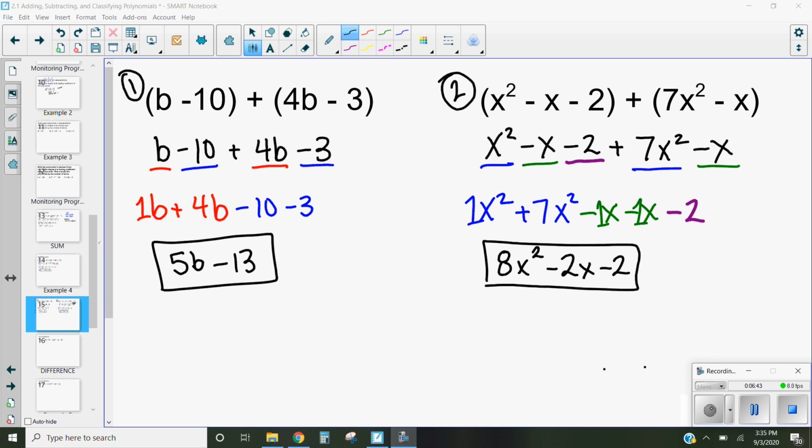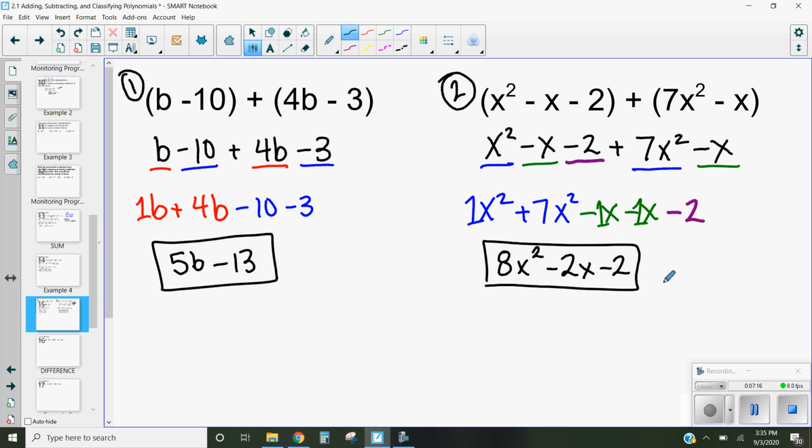Okay, hopefully you took the time to pause that video and try this problem on your own. Now notice I did the exact same thing here that I've been doing with those other problems. We broke it down, I identified which ones were like one another, meaning the same degree, the same variable. I rewrote it in standard form, and then I combined those like terms, and I ended up getting 8x squared minus 2x minus 2. So again, this is how you would add those polynomials.